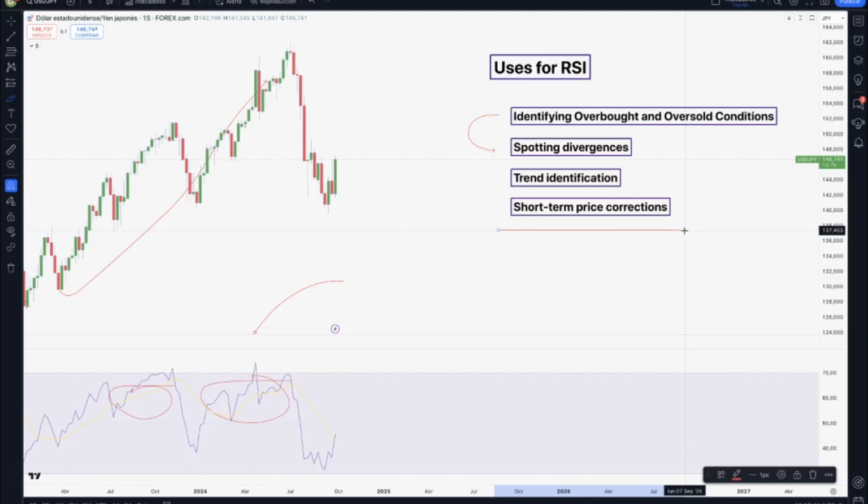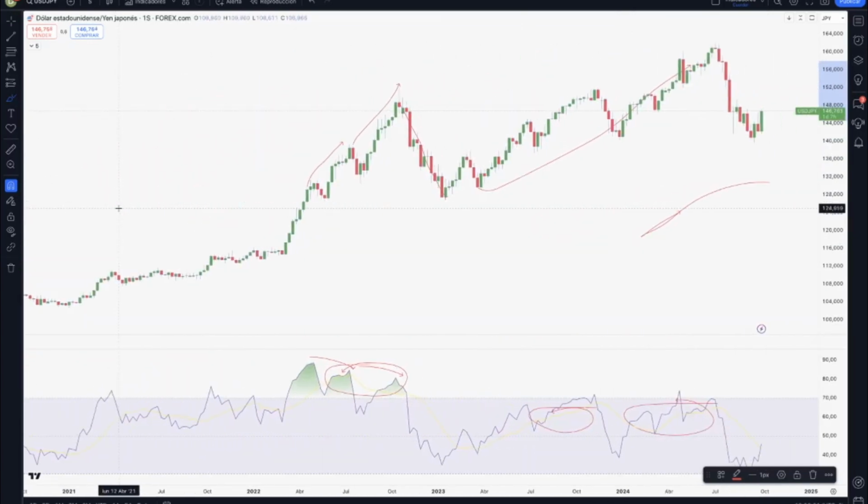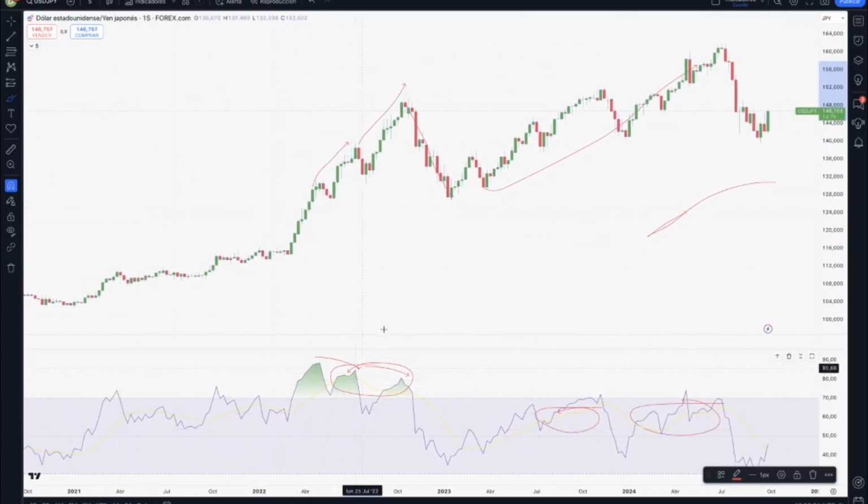Finally, we have short-term price corrections, and we as traders can use RSI to predict short-term corrections within a longer trend by identifying overbought or oversold conditions. This is like the conclusion of these uses, right? As we were watching in this example I was showing you, we have overbought conditions. We also have divergence between the price and the RSI, higher highs and lower highs in this case. And we also have the trend confirmation with the RSI staying all the time above 50.